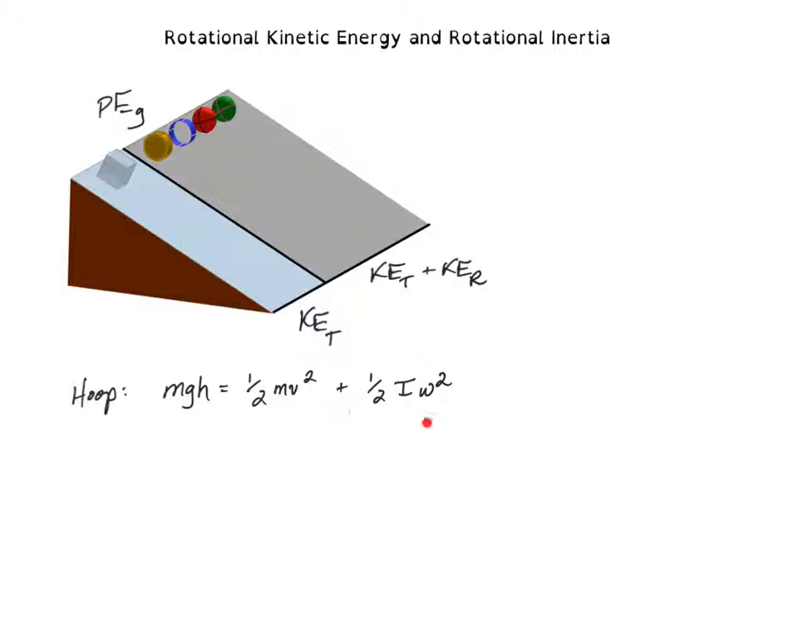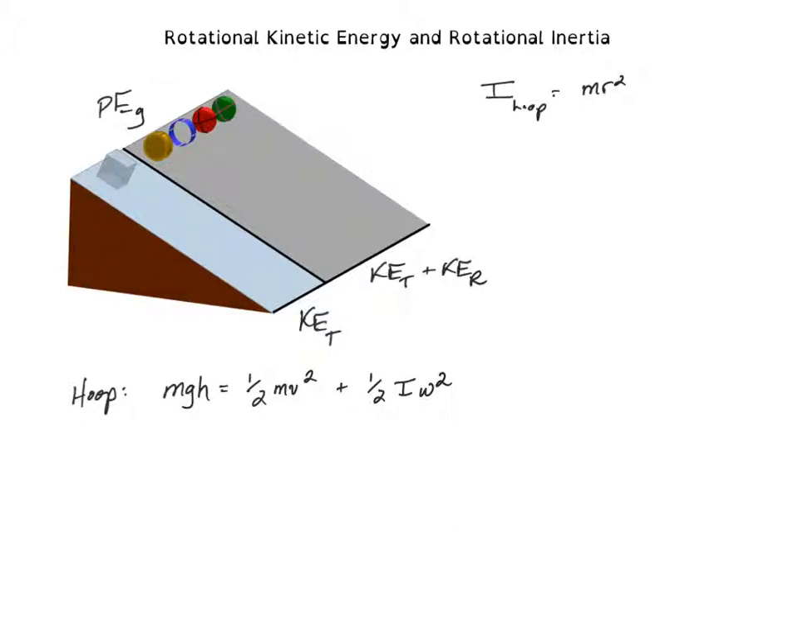Okay, notice how similar this equation is to our translational kinetic energy equation. Remember, we're just plugging in those rotational terms now. I know that the moment of inertia of a hoop is mr squared. What this is telling us is that all of the mass is located at some radius from this axis of rotation, which is right at the center of this hoop.